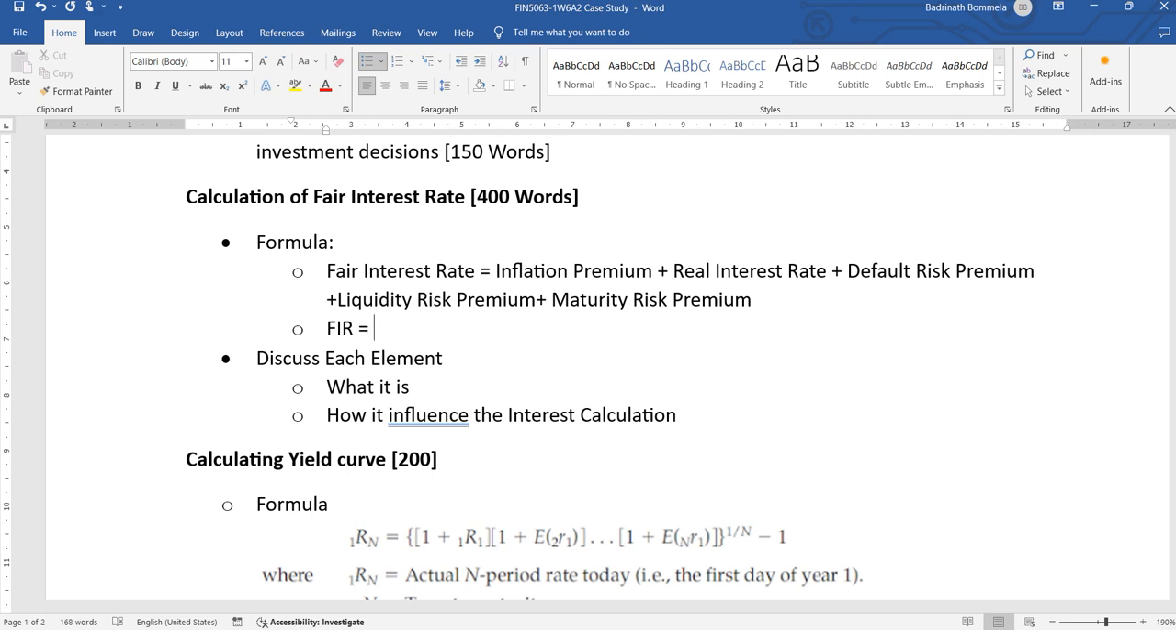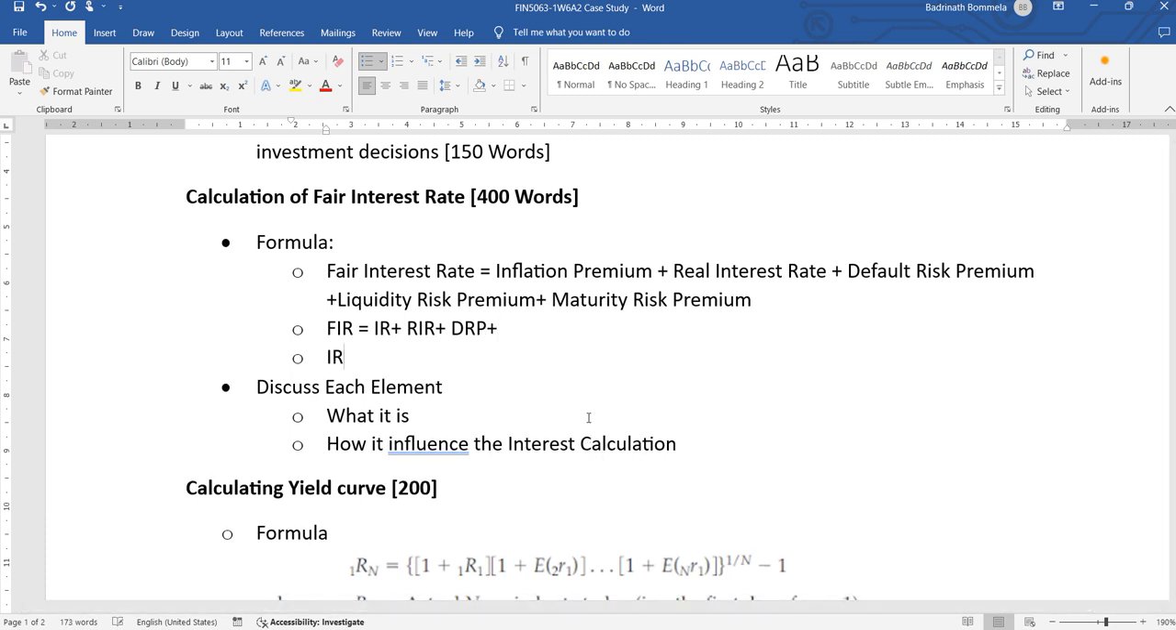You can change this formula, maybe like FIR is equal to... You can give your own abbreviations. Maybe IR for inflation premium, plus RIR for real interest rate, again DRP for default risk premium. Like this, you can abbreviate, and then you can mention what IR is. IR is inflation. You can change the way you use abbreviations and other things, but the formula should represent the same thing.